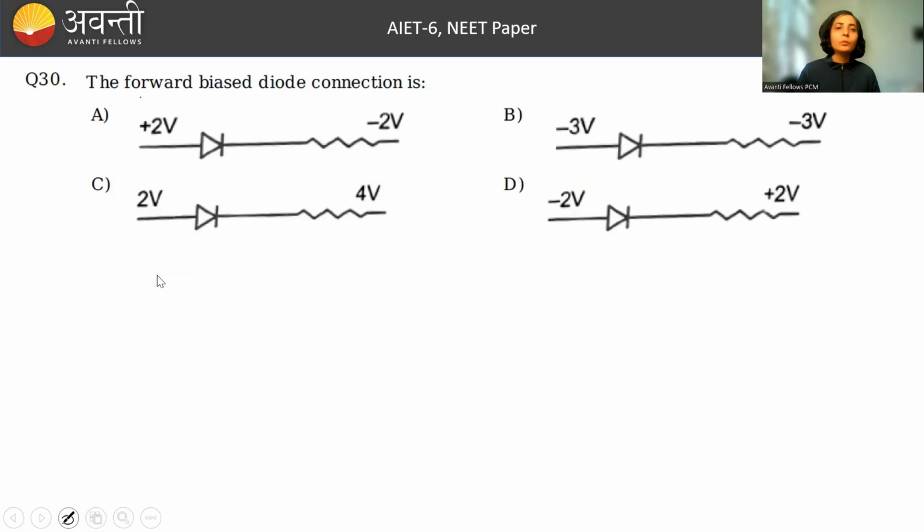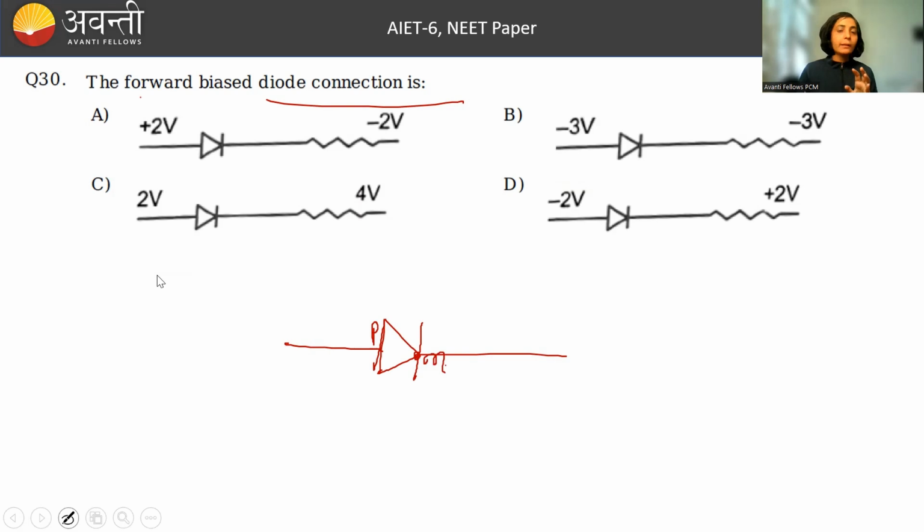Now let's see the forward bias diode connection. I have told you time and again, in a diode what is important is to first identify the meaning of this shape. Where is the N side, where is the P side? Always remember this: the bigger side, the base, is the P side, and this vertex is your N side.